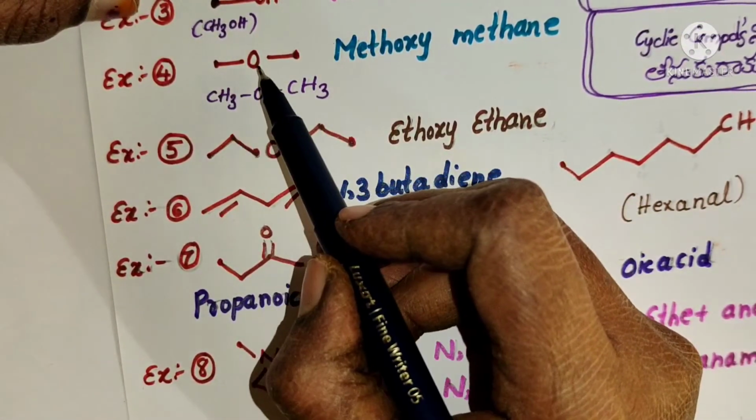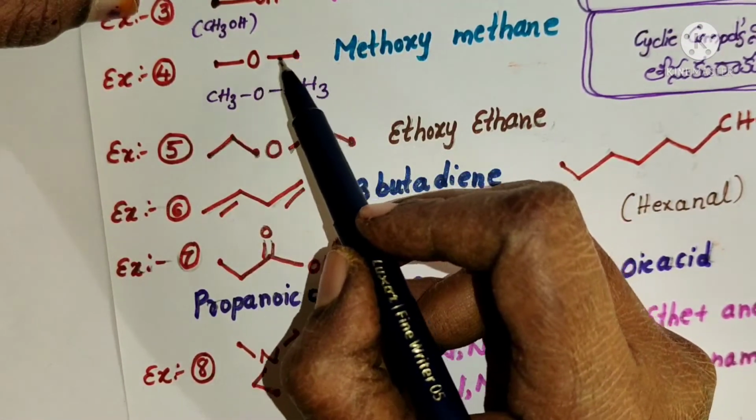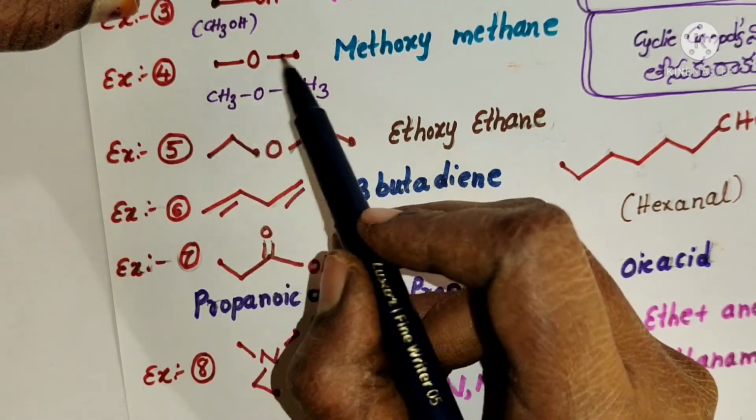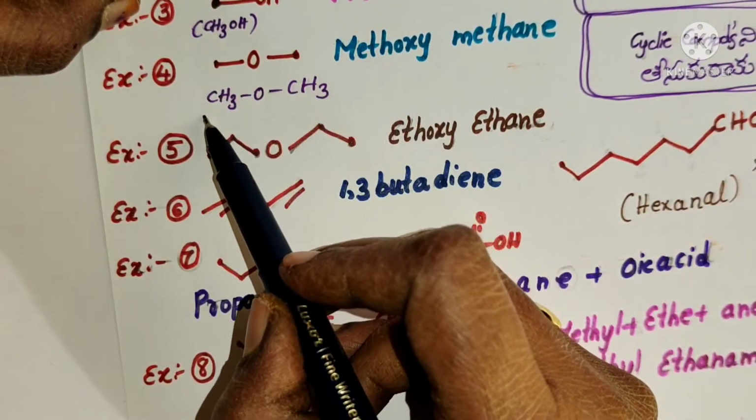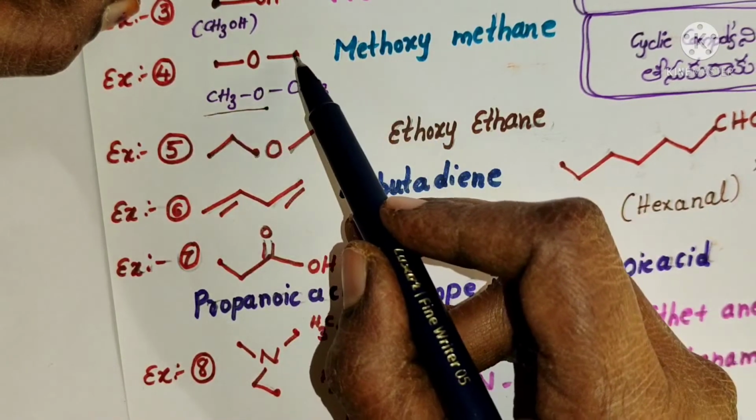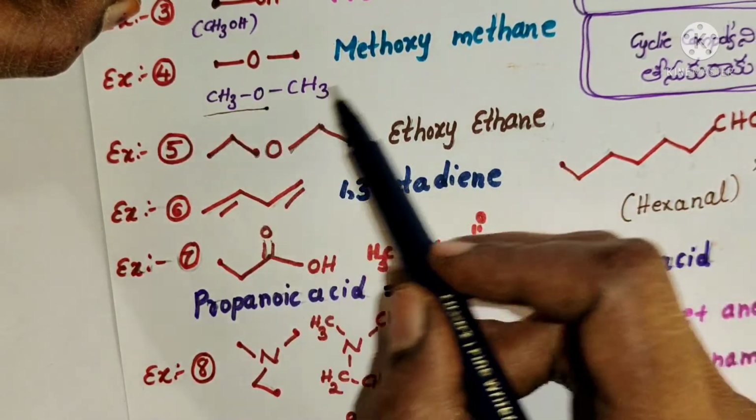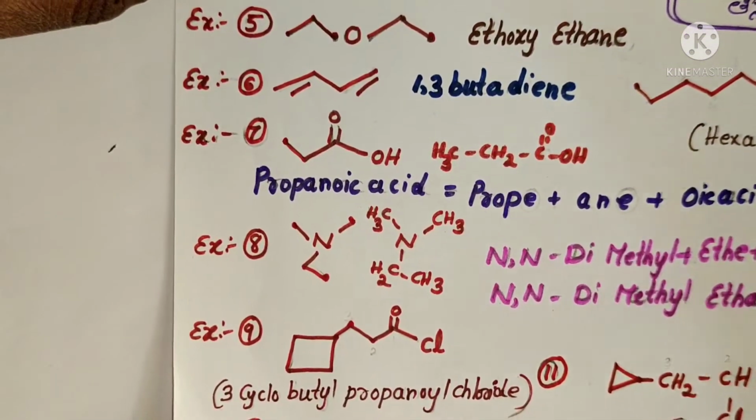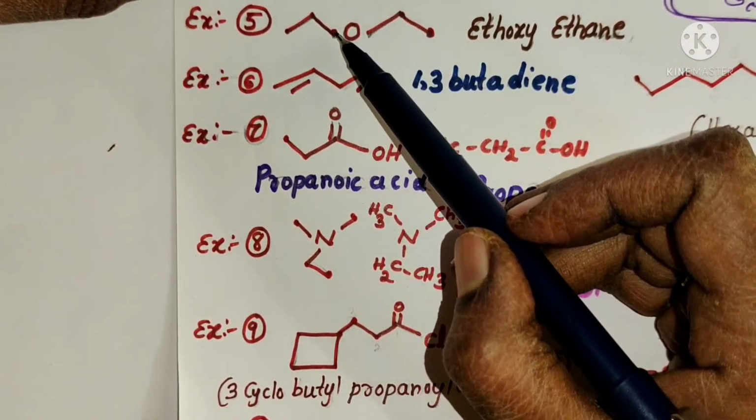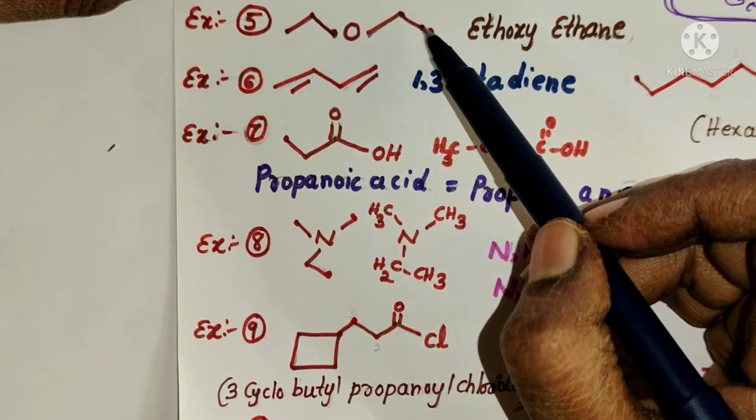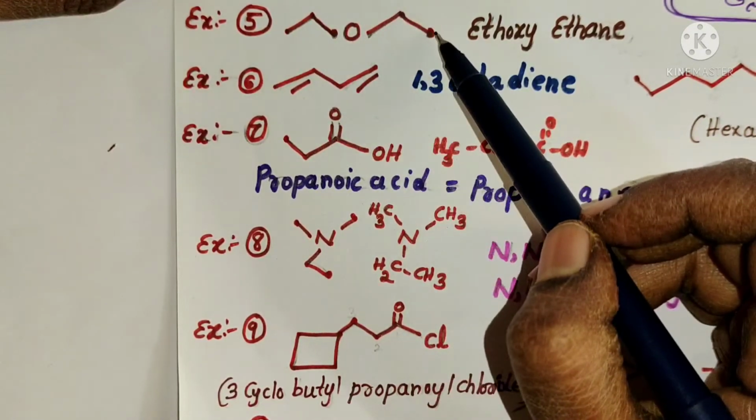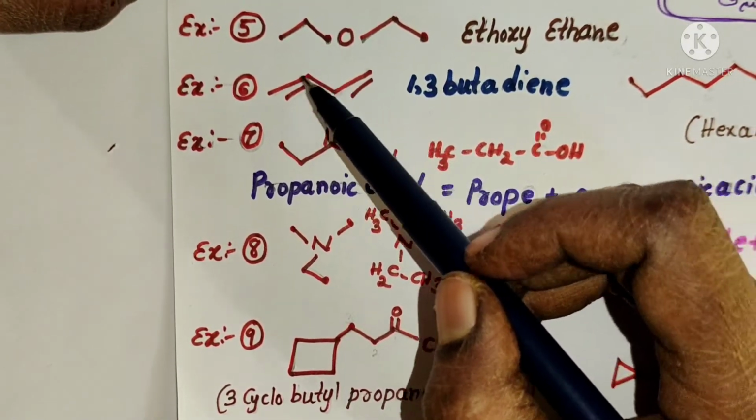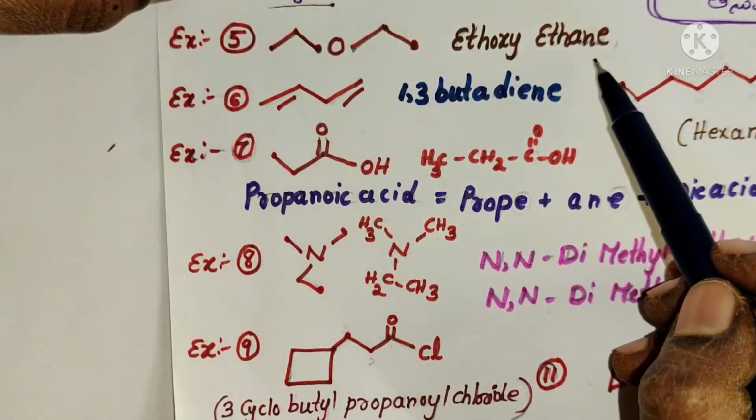Here, in between these two methyl groups, one oxygen is there. Like this. What is that? First methoxy, and another methyl group is there, methane, so methoxymethane. Okay, next, here 1 2, 1 2, so 2 ethyl groups are bonded with one oxygen, nothing but ethoxyethane.